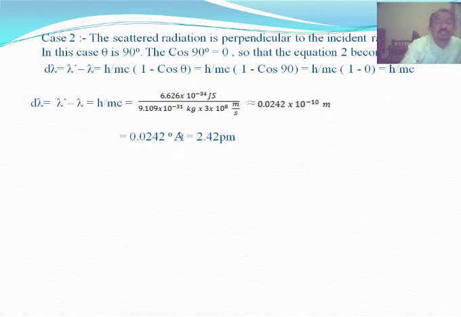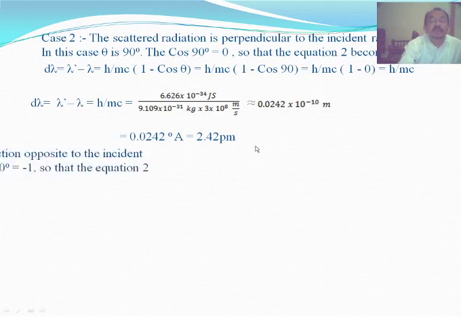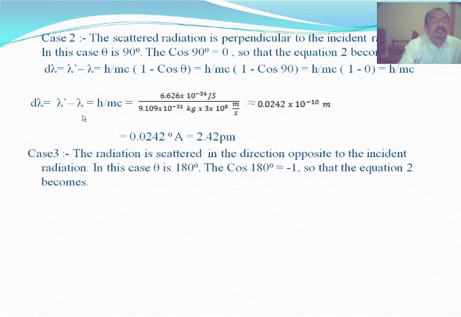If you shift the decimal to the right side by two digits, it will become 10 to the power minus 12, and therefore it is 2.42 in picometer. Pico means 10 to the power minus 12. This indicates that the wavelength shift is there, and that the wavelength shift depends upon the angle theta.